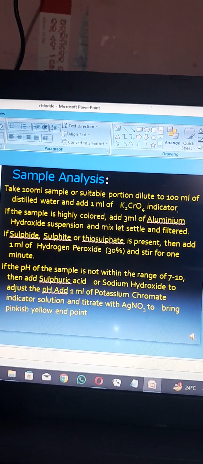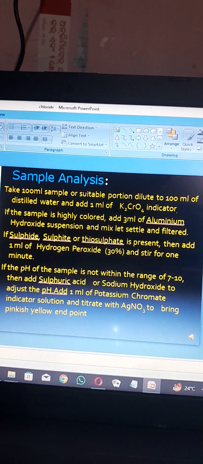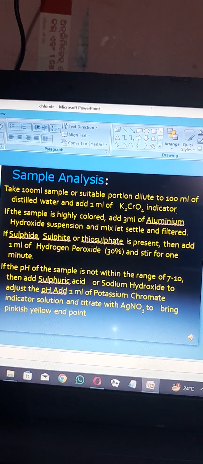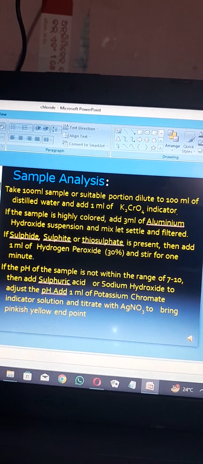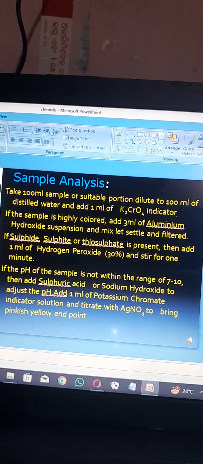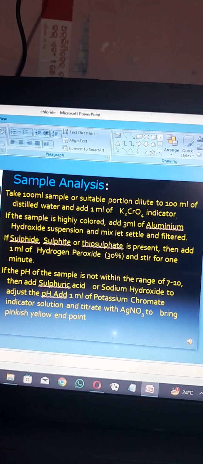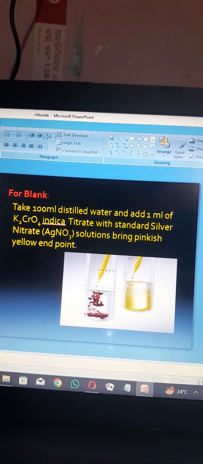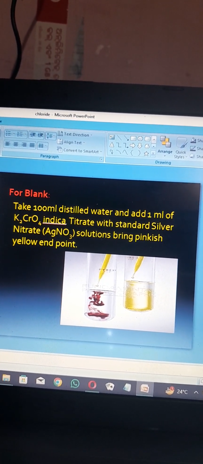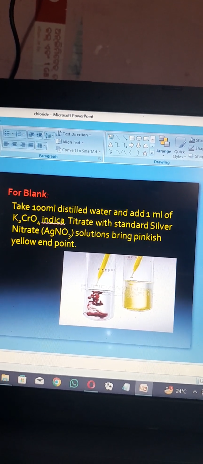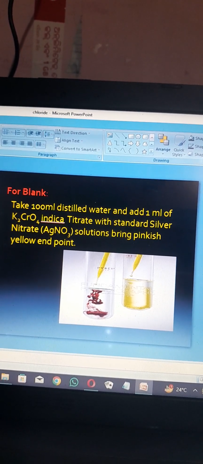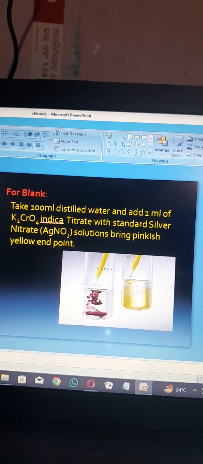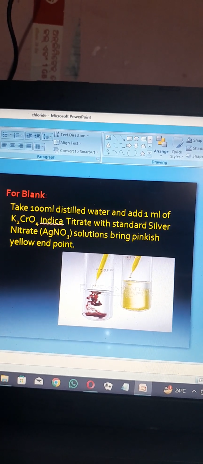If the pH of the sample is not within the range 7 to 10, then we have to add sulfuric acid or sodium hydroxide to adjust the pH. After the pH is maintained, we add 1 ml of potassium chromate indicator, then titrate against silver nitrate to bring a pinkish yellow color. For chloride ion, we have to perform one blank analysis. For the blank, we take 100 ml of distilled water in a conical flask, add 1 ml of potassium chromate indicator and titrate with the standard silver nitrate solution to the pinkish yellow point.